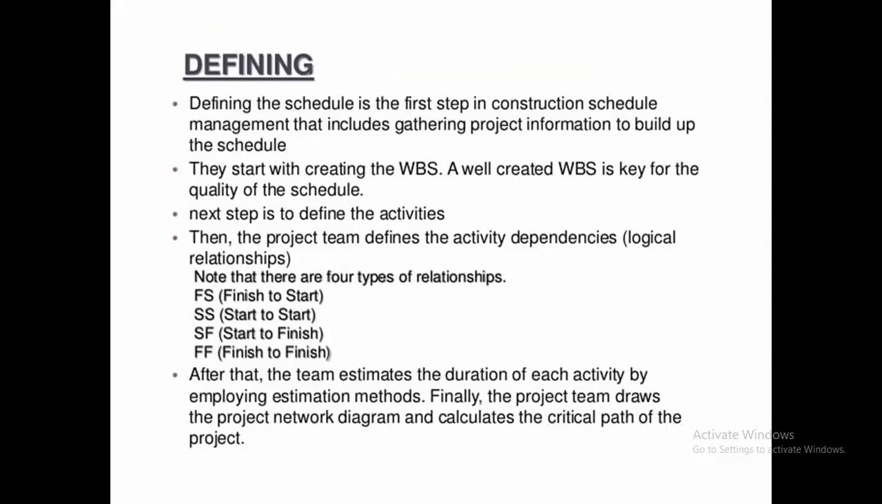A well-created WBS is key for the quality of the schedule. The next step is to define the activities. Then the project team defines the activity dependencies, the logical relationships. Note that there are four types of relationship: FS, SS, SF, and FF. FS means finish to start, SS means start to start, SF means start to finish, and FF means finish to finish. After that, the team estimates the duration of each activity using estimation methods. Finally, the project team draws the project network diagram and calculates the critical path of the project.